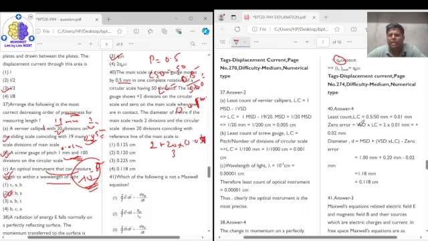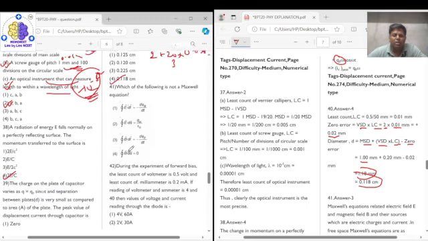So we have the zero error as circular scale divisions into least count, that is, the scale division is 2 and least count is 0.01 millimeter. So we get the zero error as a positive error of 0.02. So diameter equals main scale reading plus circular scale reading into least count, minus zero error, that is 1 millimeter plus 0.2 minus 0.02. So we get our answer as 1.18 millimeter, which equals 0.118 centimeter. So the correct answer for question number 40 is 0.118 centimeter.